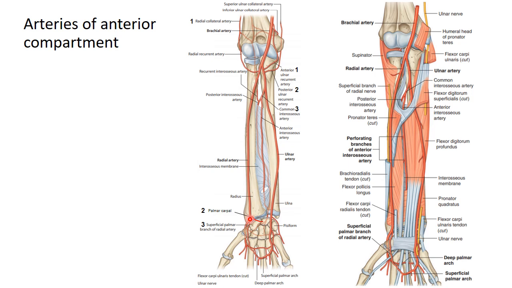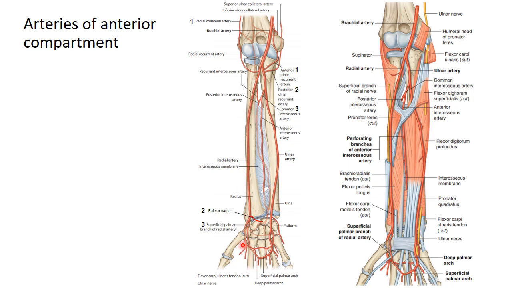Lastly, the final branch, before it runs into the hand posterolaterally, is the superficial palmar branch of the radial artery. This runs anteriorly, crossing over the thenar eminence, the thenar muscles, and then forms the superficial palmar arch that we will discuss later on.